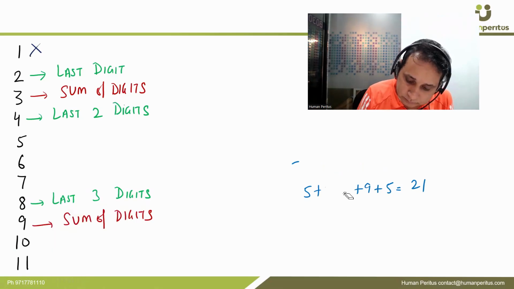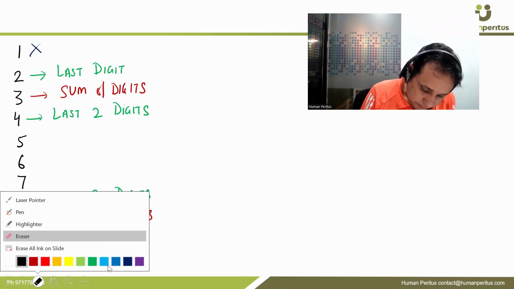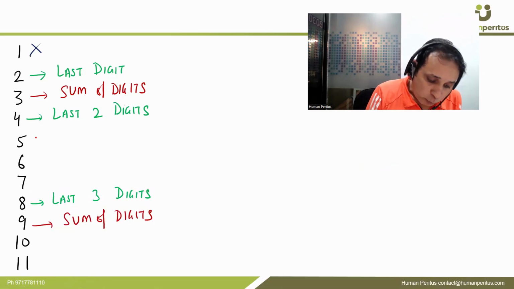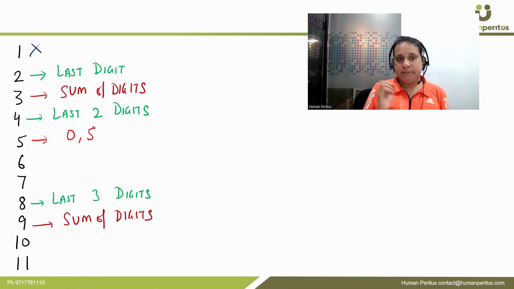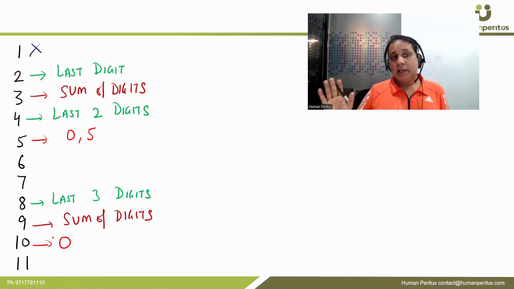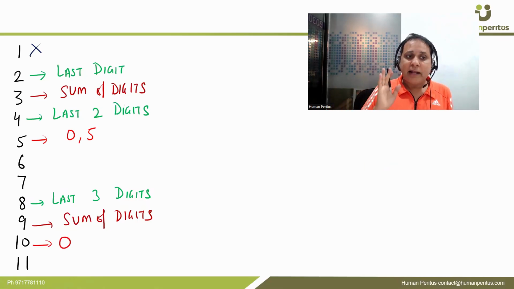Okay. Now, let's check for 5. A number is divisible by 5 when its last digit is either 0 or 5. What about 10? The last digit has to be 0. So simple, guys. 5 and 10 are the easiest.